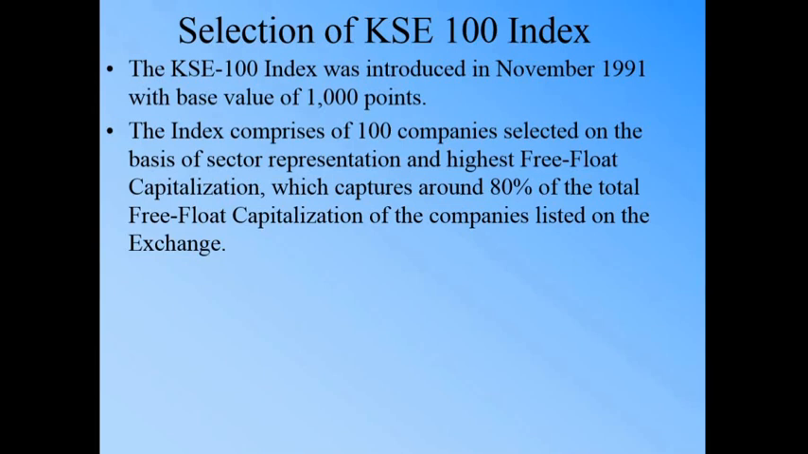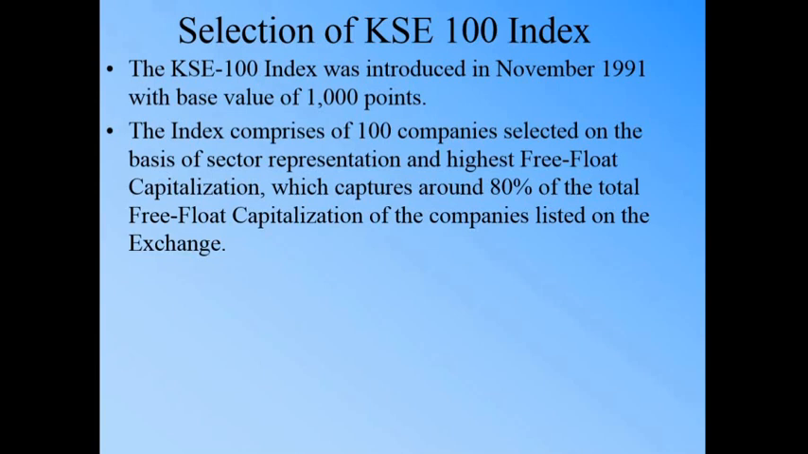The index comprises 100 companies selected on the basis of sector representation and highest free float capitalization, which captures around 80% of the total free float capitalization of the companies listed on the exchange. Remember that in November 1991, it was not based on free float capitalization. It was based on the total capitalization, but it has changed recently, after 2012, to free float, and we will discuss what free float means and how it works. So it comprises 100 companies, clear?